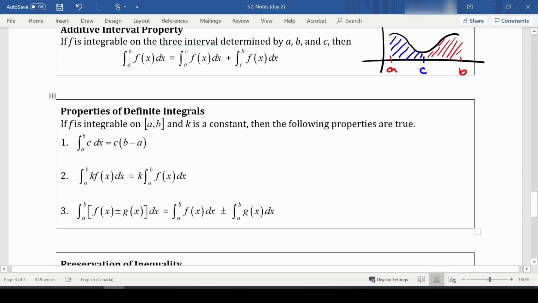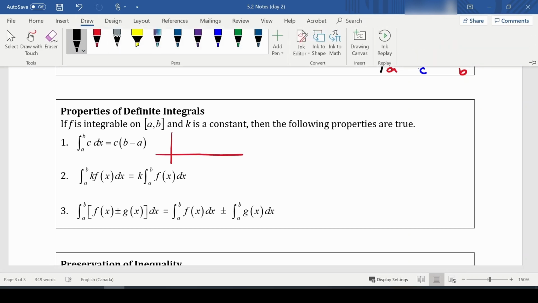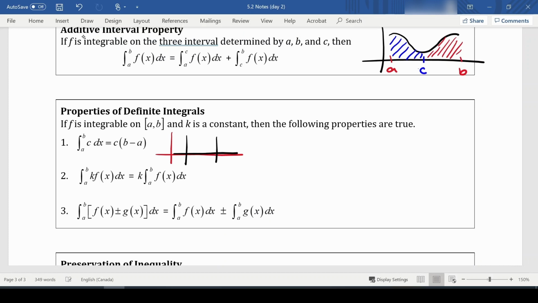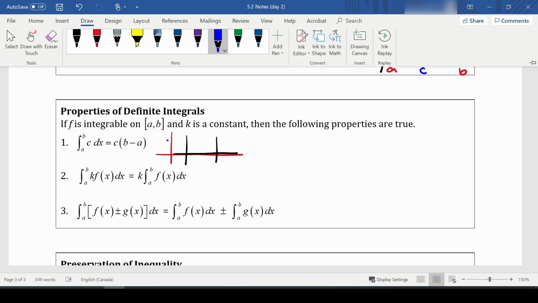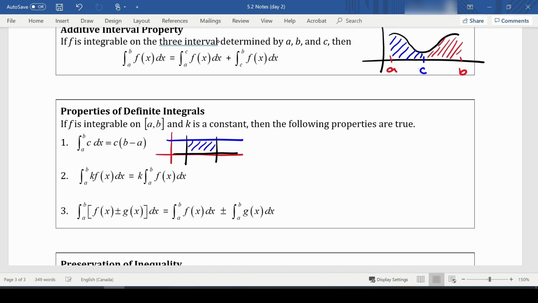Other properties: if you have the integral from a to b of c dx, this is equal to c times b minus a, so a constant. That's like the example that we just saw. If we have our a and our b on the x-axis, c is just a constant. So the area under there is going to be the height, which is c, times the width, which is b minus a. Therefore, our area is c times b minus a, and the area is our integral.